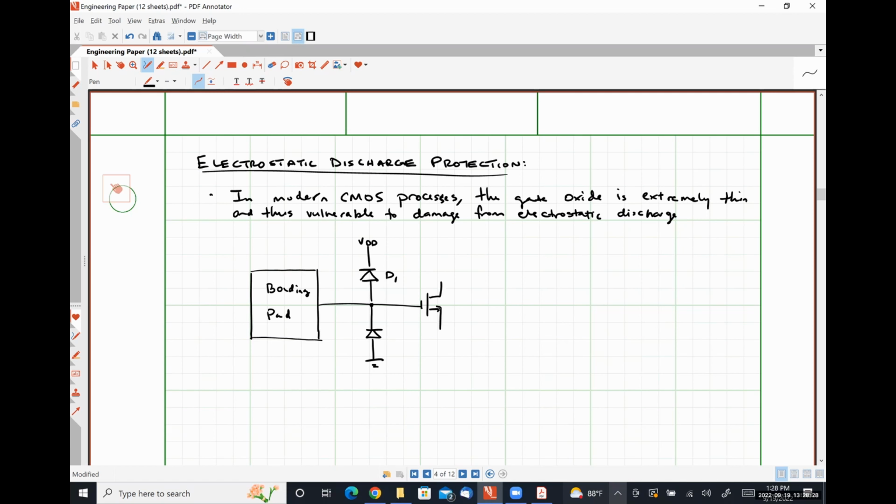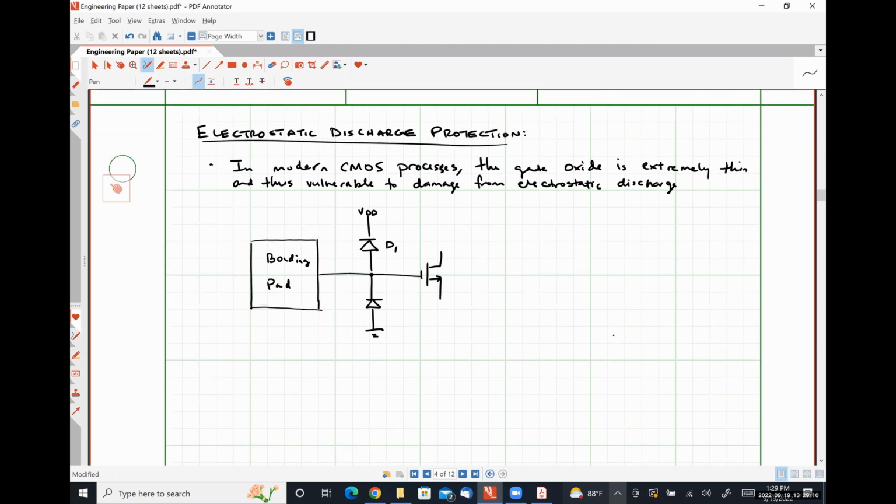Okay. So if a large voltage is applied to the bonding pad, D1 clamps our gate voltage to somewhere in the ballpark of 5.7 volts, where we're assuming that our diode has an on voltage of around 0.7 volts, and any excess charge is sent to the power supply. If a large negative voltage is applied to the bonding pad, D2 clamps the gate voltage to approximately negative 0.7 volts, and all of our excess charge is sent to ground. So effectively, no excess charge ever actually reaches our transistor. Everything is shorted up to the power supply or down to the ground.